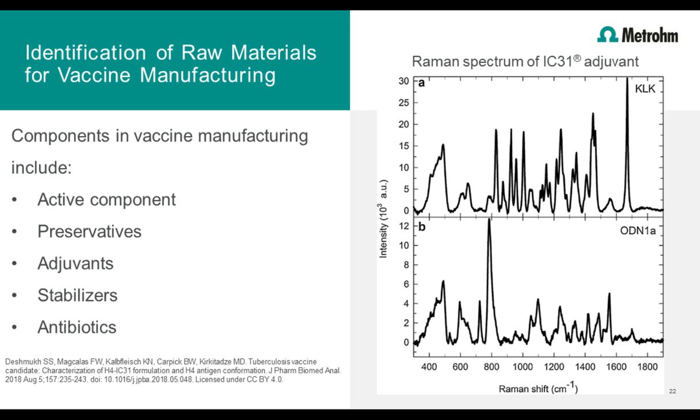So the spectra that I've shown on the right here are actually components of an IC31 adjuvant. And this is made up of a KLK peptide and an oligonucleotide, ODN1A. And so portable and handheld Raman here is really suited to measure these types of materials throughout the manufacturing process, but especially in the raw material identification stage.